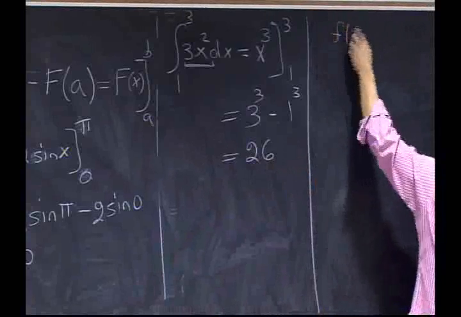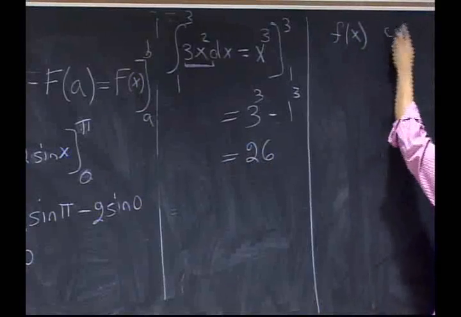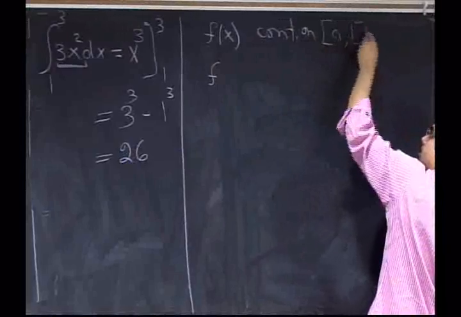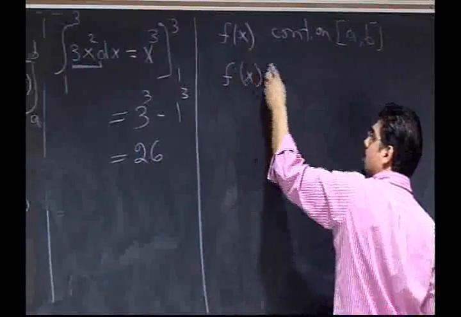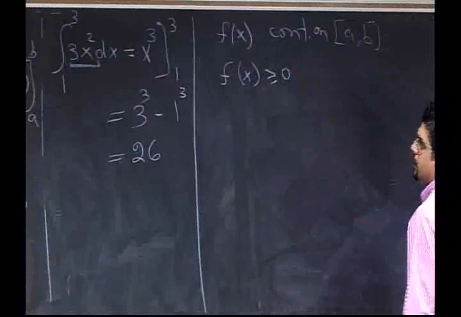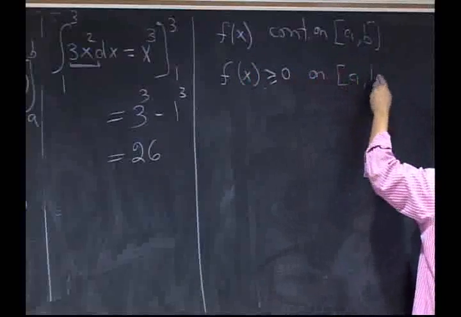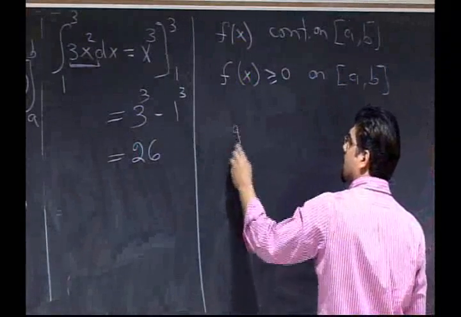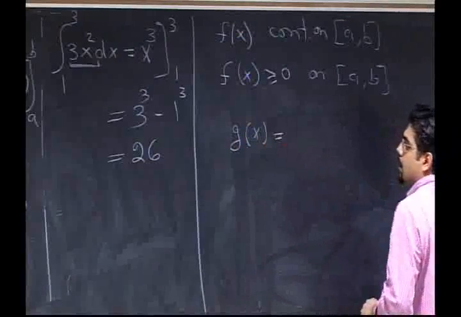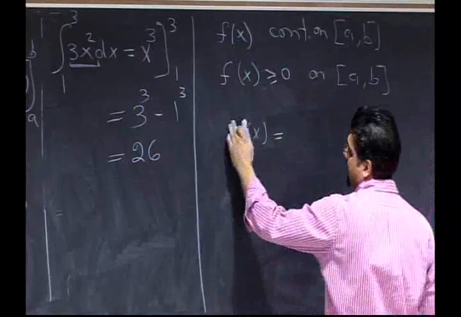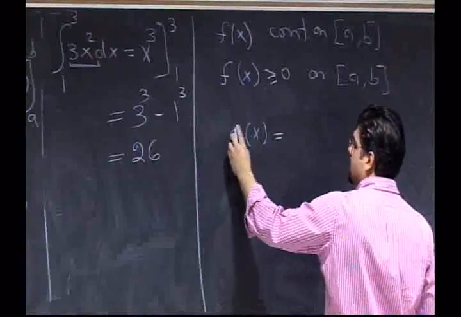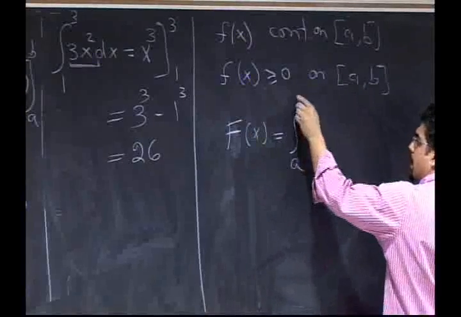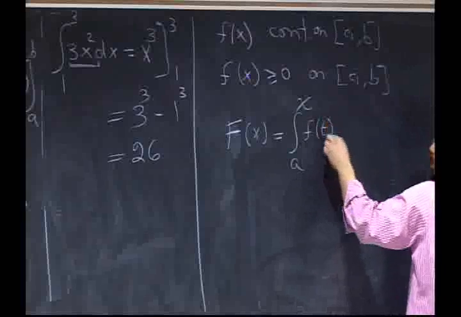So let's take a function that's continuous on AB and not negative on AB. And let's define another function, I'll call it capital F of x. And I'll define it like this: the integral from a to x of little f of t dt.